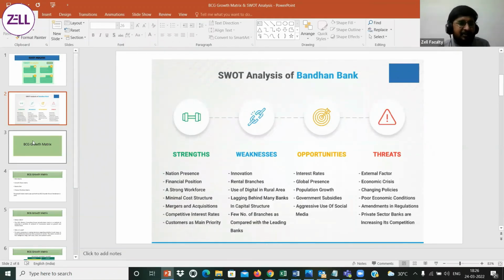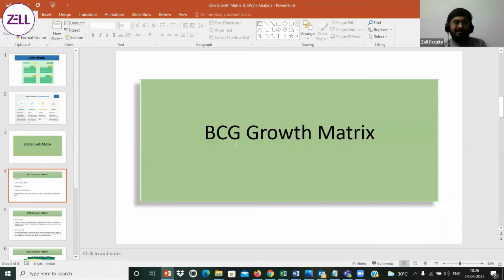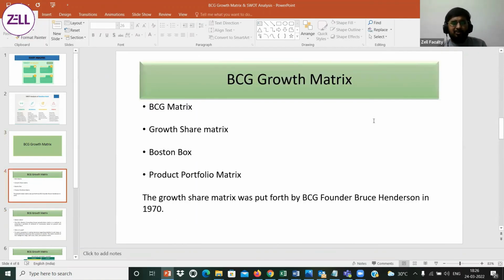Then we went into the BCG Growth Matrix. We first discovered that it's a gold standard matrix founded 50 years ago. It is named after the consulting group, Boston Consulting Group, and is given various names. Some call it the BCG matrix, some the growth share matrix, some other names. It is taught at all the IIMs and every management school across the globe.